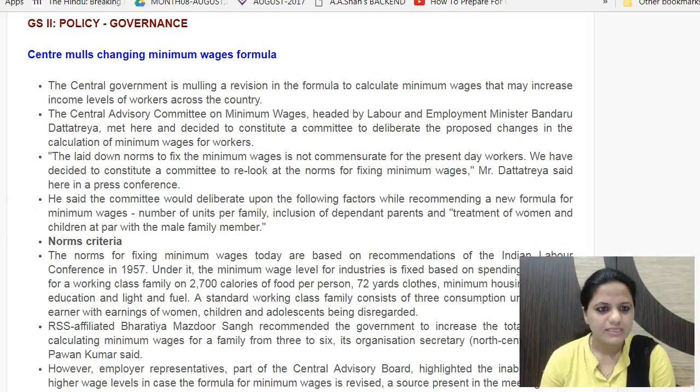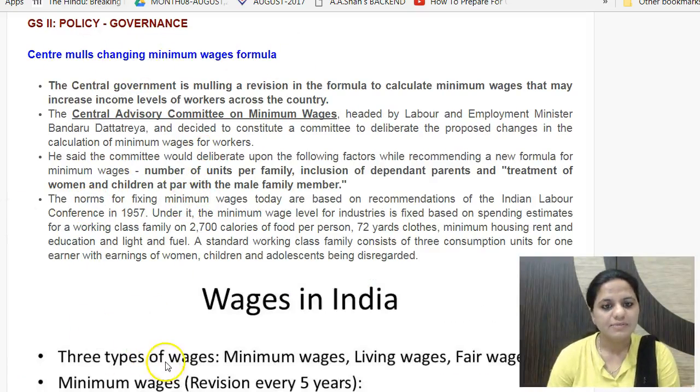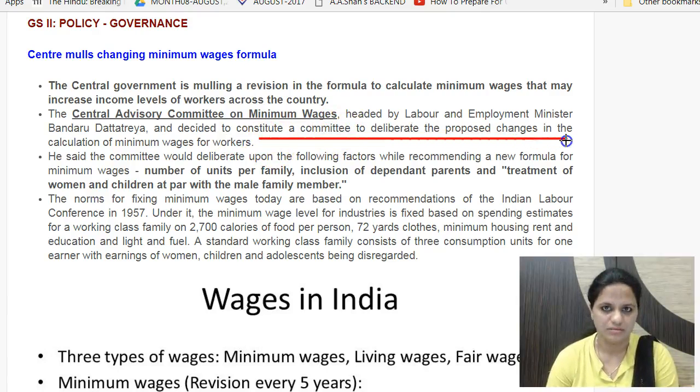Then the next news item is Centre mulls changing minimum wages formula. So this is regarding the minimum wages formula. The Central Advisory Committee on Minimum Wages has said that we will constitute a committee to deliberate on proposed changes so that minimum wages for workers can be modified. It is said that minimum wages are calculated based on recommendations of the Indian Labour Conference of 1957. So the norms remain the same. Of course, the minimum wages are updated every 5 years, but the criteria which is used is the same. So now a committee will be established for calculation of the minimum wages formula.